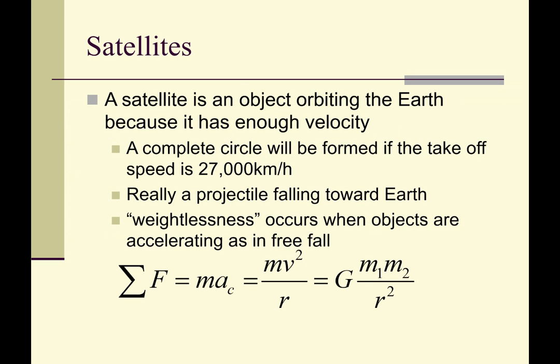So satellites. When we're talking about satellites, satellites are moving around the Earth or whatever object they're moving around. Okay. And so a satellite is an object orbiting the Earth because it has enough velocity to complete a complete circle. That will be formed if the takeoff speed is 27,000 kilometers per hour. So if you got a plane or a rocket that would go 27,000 kilometers per hour, it's going to orbit the Earth. Okay. But really, what a satellite is, it's a projectile that's falling towards the Earth.